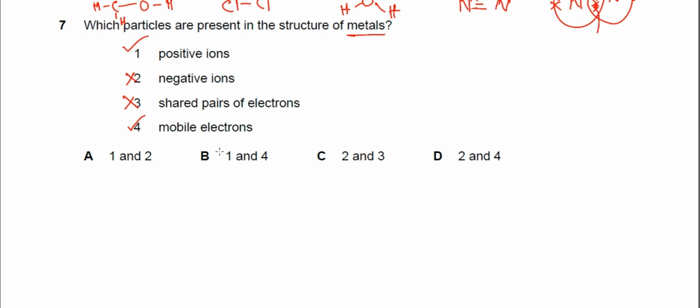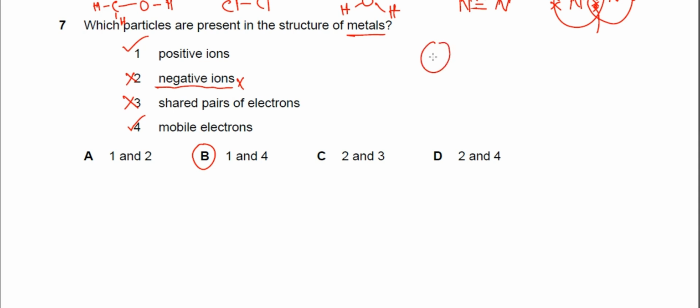So where are 1 and 4? B. Yes. If this question contains negative particles, would it be counted? No, these negative particles are actually electrons. These negative particles are not ions. That's why this statement is correct.